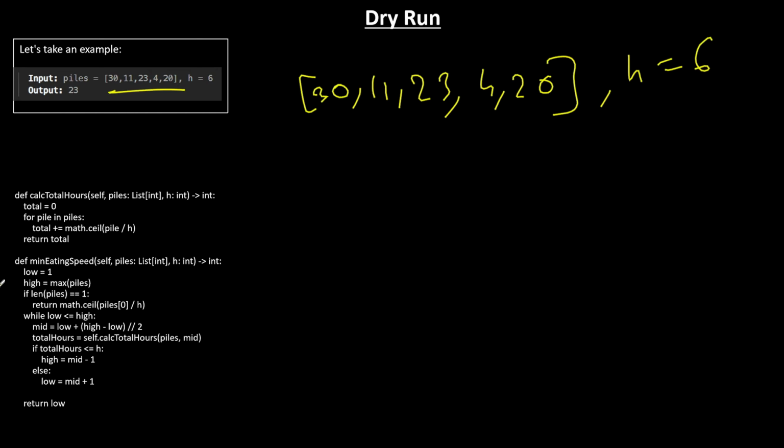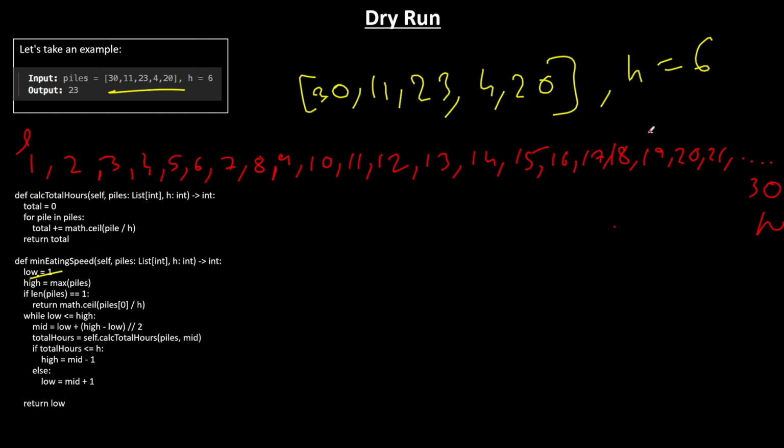Okay, so low is 1. Let me draw the structure here also. Since there was not a lot of space here, I have just written it till 21 and dot dot dot to 30. Let's start. So low is 1, it's standing at 1. High is max of piles, so high is standing at 30.